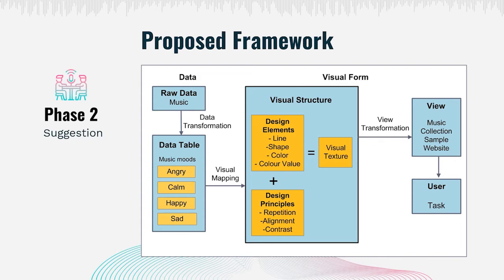One of the components is music mood. In the data table: angry, calm, happy, and sad. Another key component in this framework is the design element. Selected design elements such as line, shape, color, and color value will be combined using appropriate design principles to come out with a visual texture.